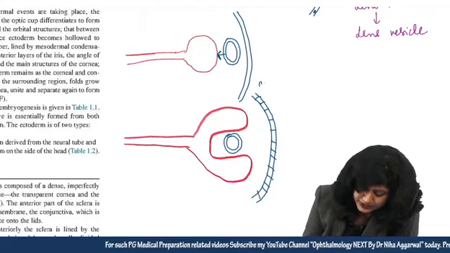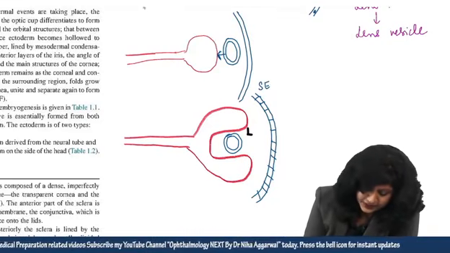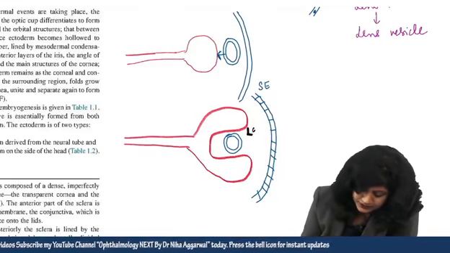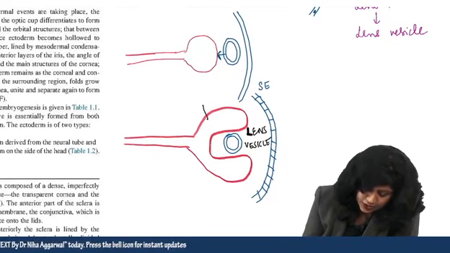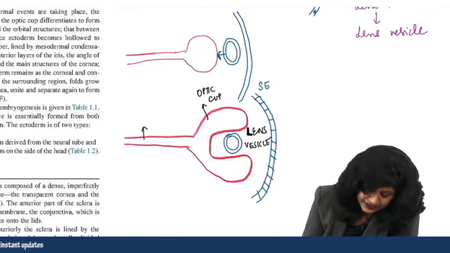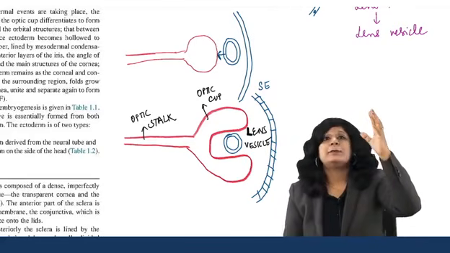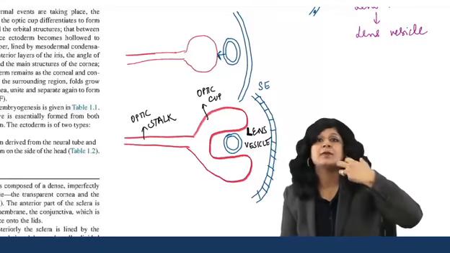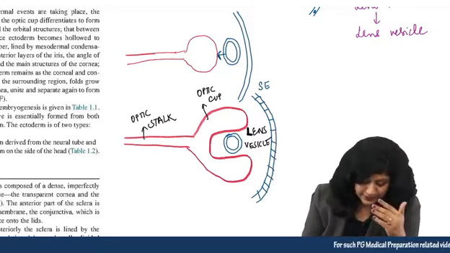Can you see? This is your surface ectoderm. This is your lens vesicle, right? And this is your optic cup, and this is your optic stalk. So from the neural plate, the neuroectoderm was coming, and how it is causing the changes, we have seen this. Okay, now let's go back.